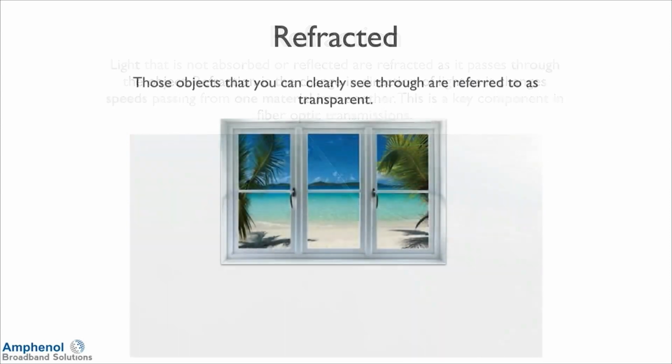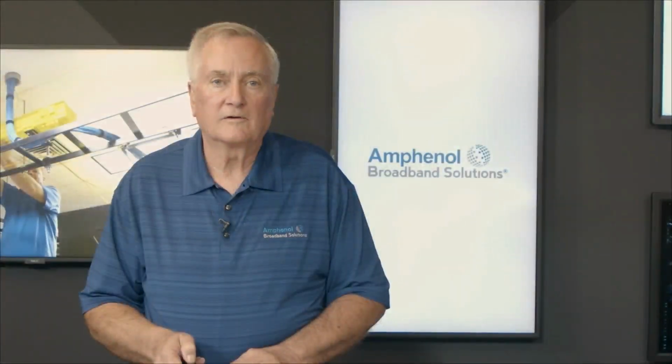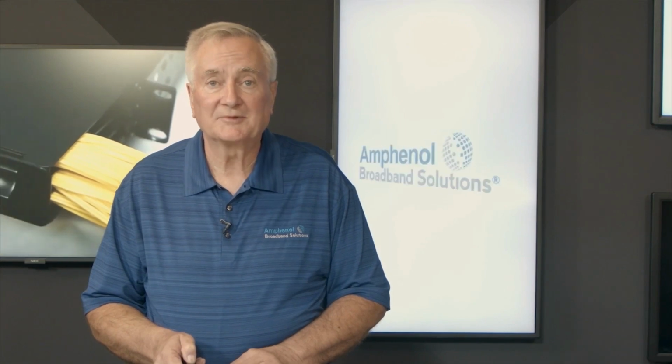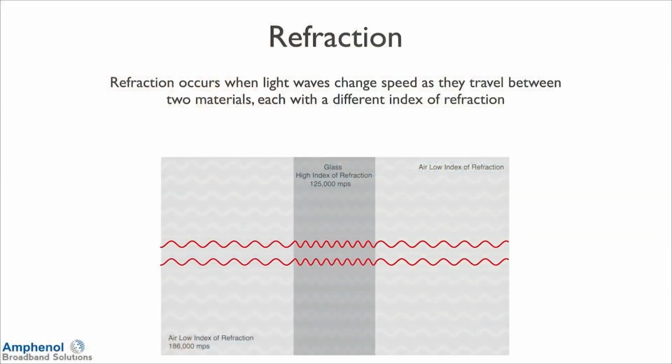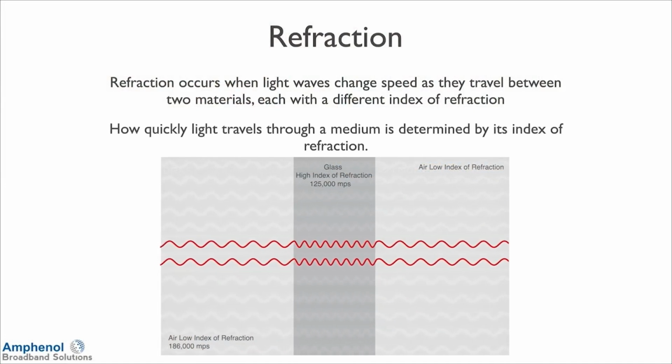Those objects that you can see through are referred to as transparent. Here I'm just showing a pane of glass. All objects absorb, reflect, or refract some of the wavelengths more than others. That's why we see colors. Objects that appear blue look so because they reflect more of the blue light than other wavelengths. Refraction occurs when the light waves change speed as they travel between two different materials, each with a different index of refraction. From the air, it's traveling 186,000 miles per second.